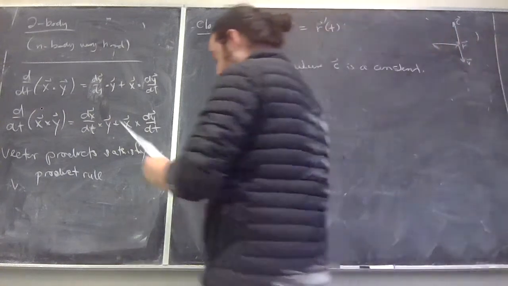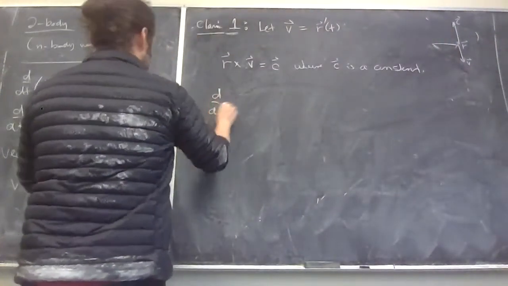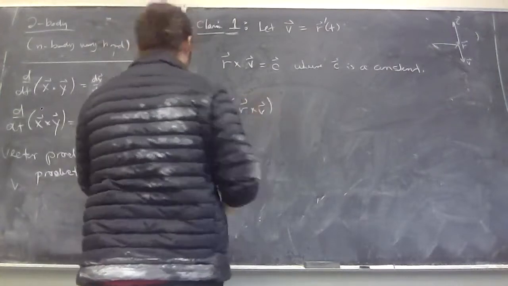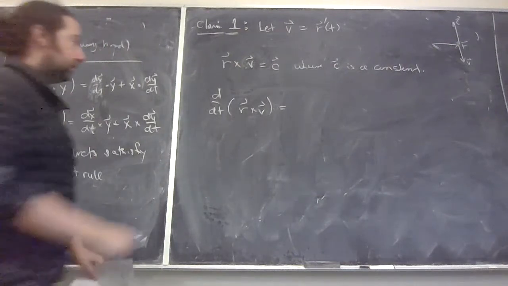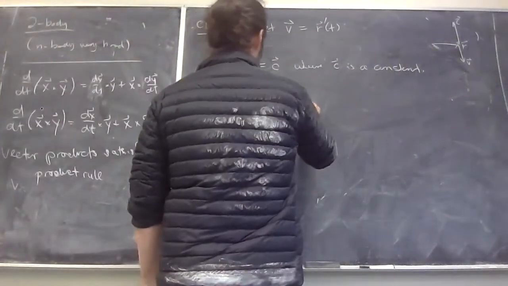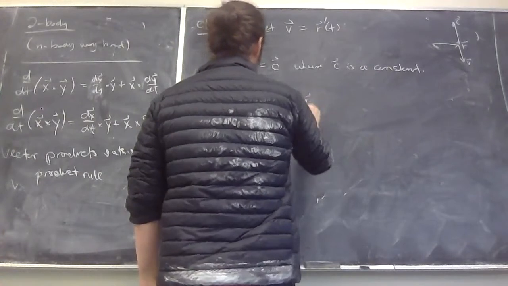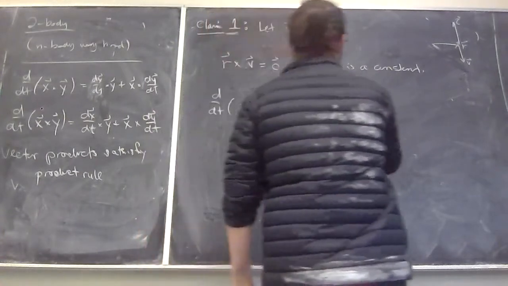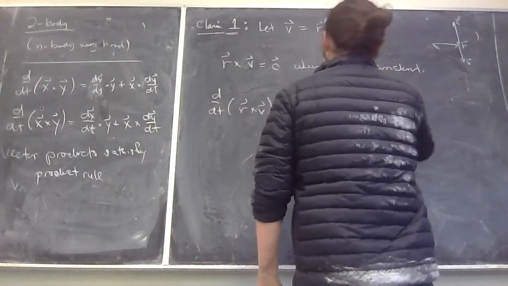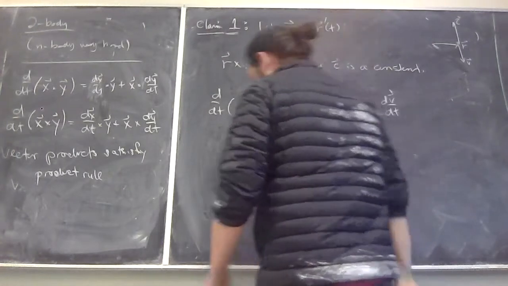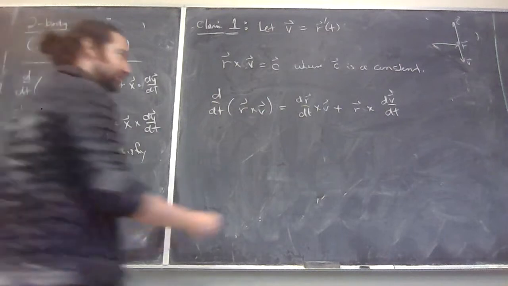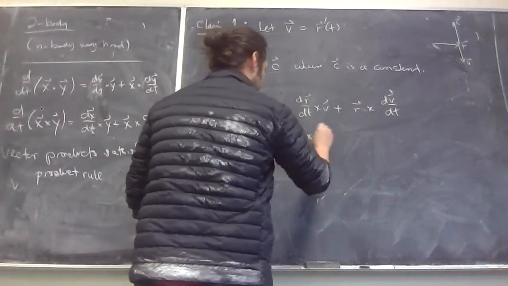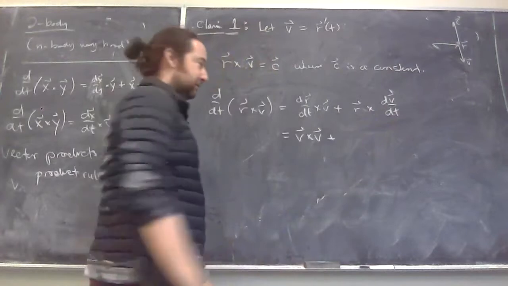Okay, how do you prove that? d/dt of R cross V. And now we're going to use the vector product rule. So the derivative of this vector is equal to dR/dt cross V plus R cross dV/dt. Oh wait, I know a name for dR/dt. It's V. I know a name for dV/dt.